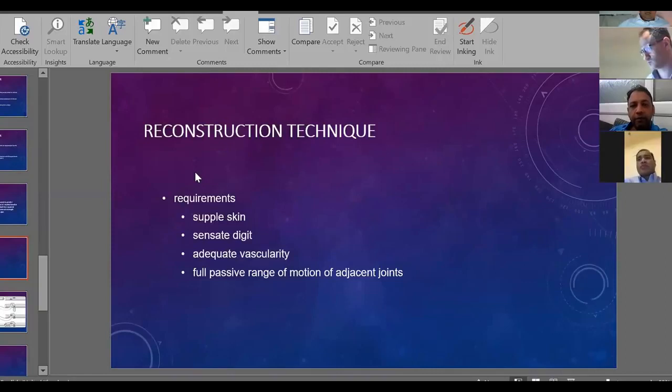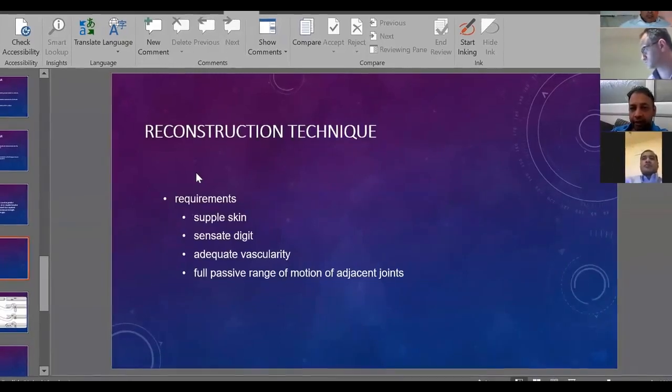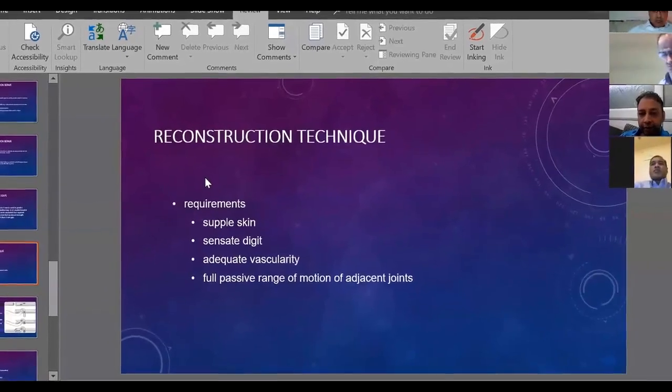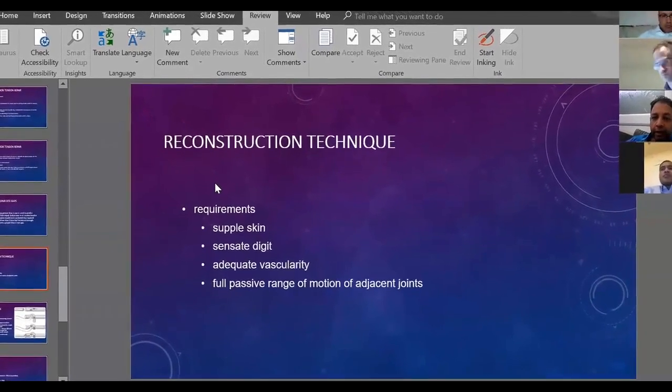If you have a patient who needs a reconstruction, then there are a few requirements which the patient needs to meet for the reconstruction of the tendons. So the skin should be supple, digits should be sensate, there should be adequate vascularity of the digit, and fingers should have full range of motion of the joints.